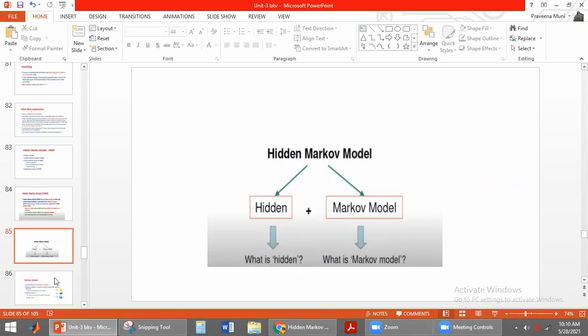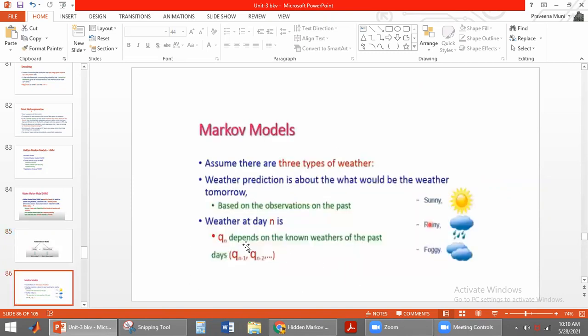Then we'll discuss what a Markov model is. A Markov model is one where the current state depends upon a finite number of past states. It does not depend upon the complete history of past states. The current state depends only on a finite number of past states. That is called a Markov model.